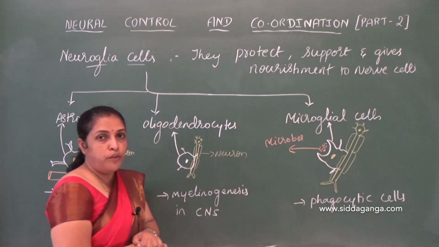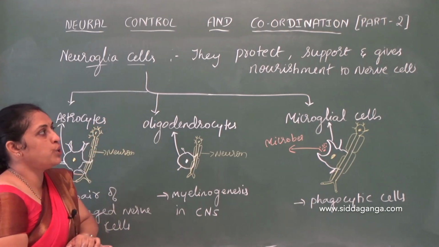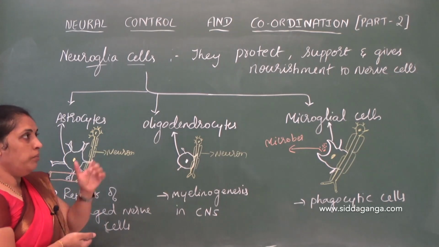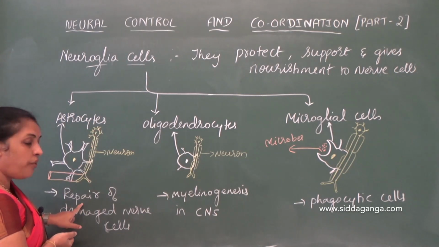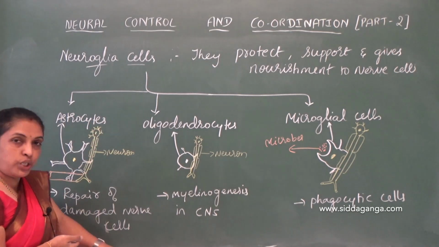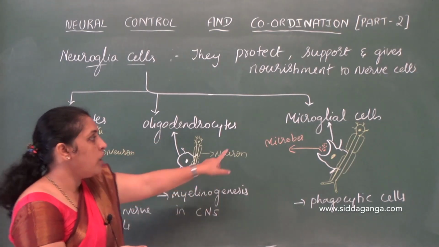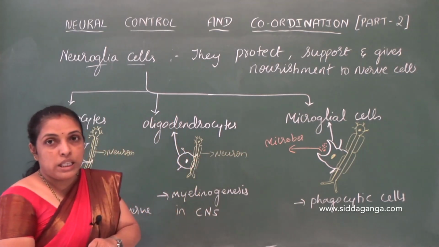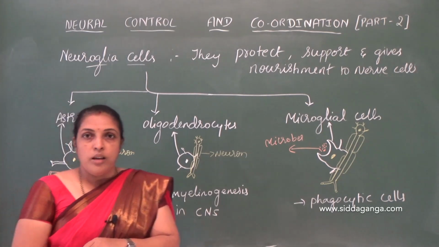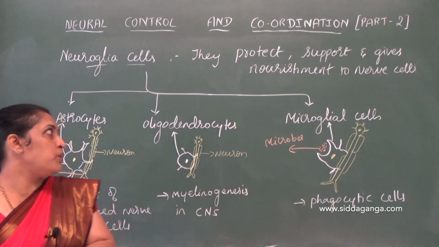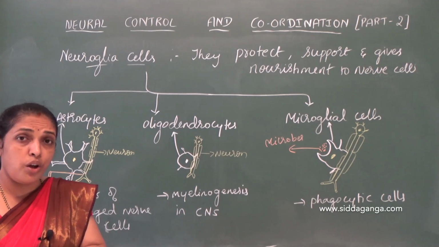These are the types of neuroglia cells. Neuroglia cells mainly protect and support the neural tissue, and also provide nourishment to the nerve cells. Of the three types, the main function of astrocytes is repair of damaged nerve cells. Oligodendrocytes help in myelinogenesis in the central nervous system. Microglial cells are phagocytic cells; they engulf or kill harmful microbes present in the brain. That is about types of neuroglia cells. So thank you. In the next class we will discuss generation and conduction of nerve impulse.